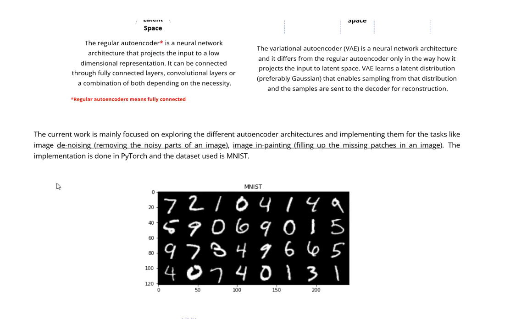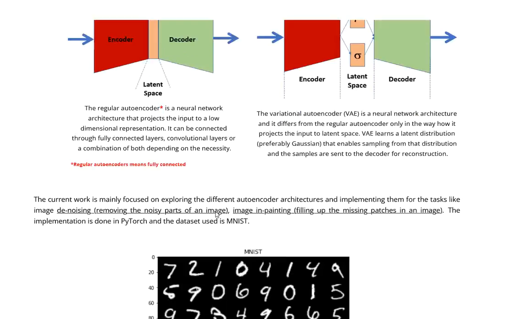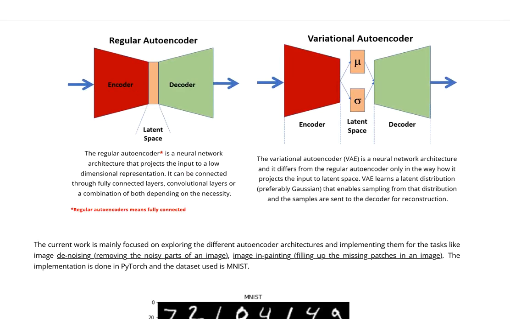We explore mainly two major applications: denoising, which is basically removing the noisy part of an input image, and image inpainting, which is filling up an image that has missing patches. We explore these two applications using the MNIST dataset, and we entirely rely on PyTorch for the implementation of these two architectures.